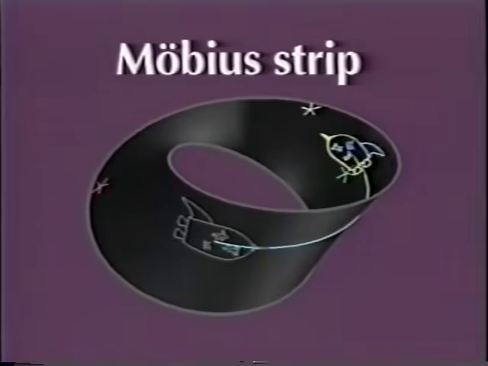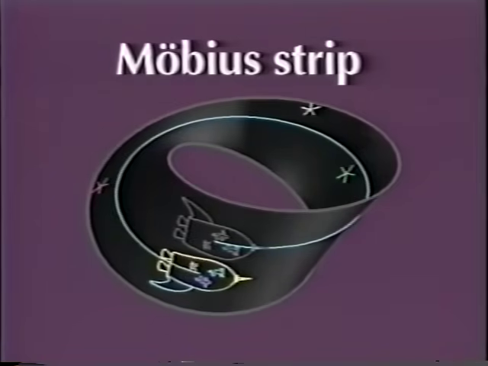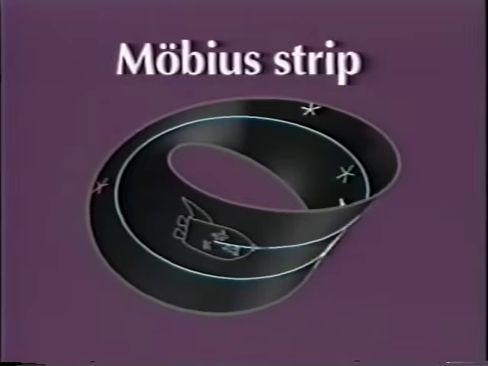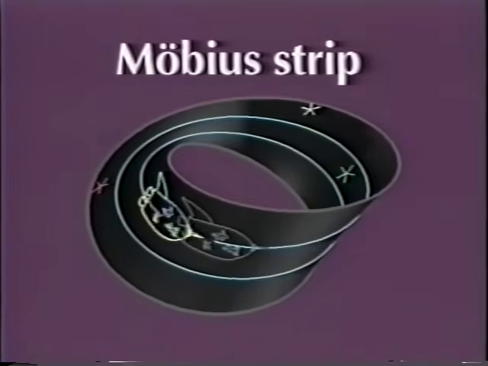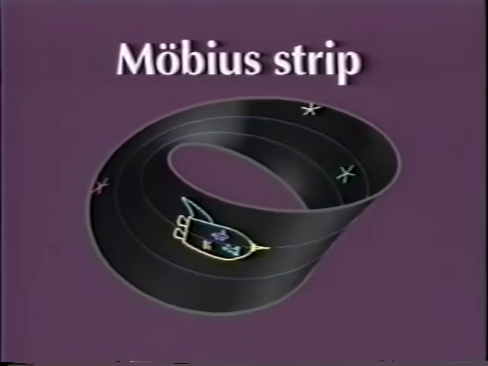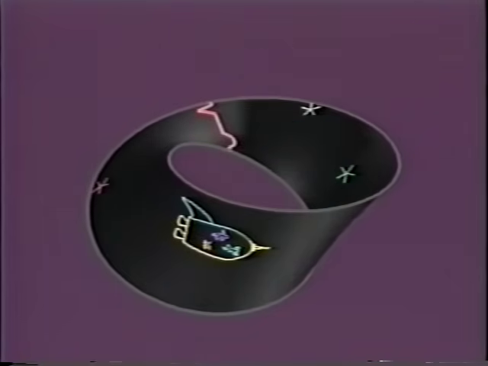When the spaceship takes a trip around, it comes back upside down. The flip makes a difference in the shape of space. A second trip restores it to its original condition. Let's watch the trip again on the original square. Now glue the top and bottom of the square with no flip.